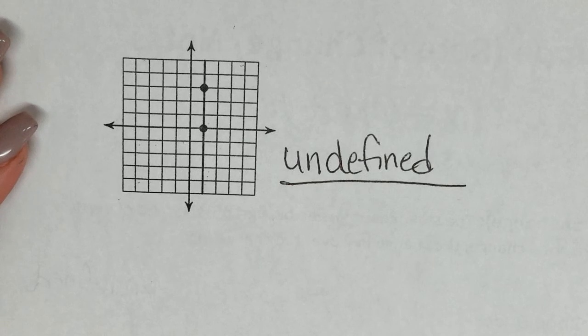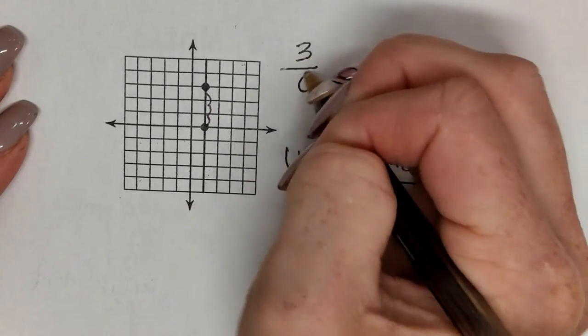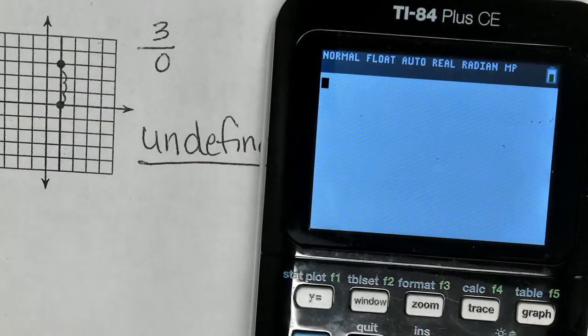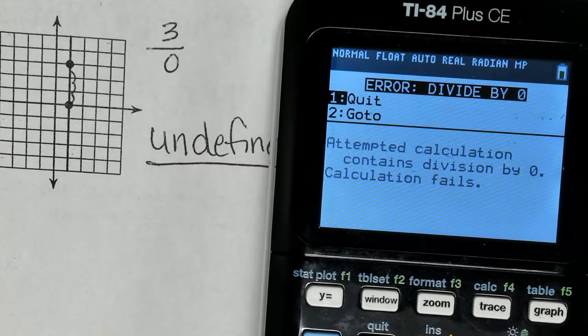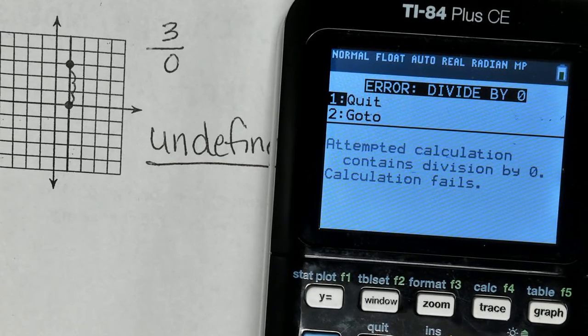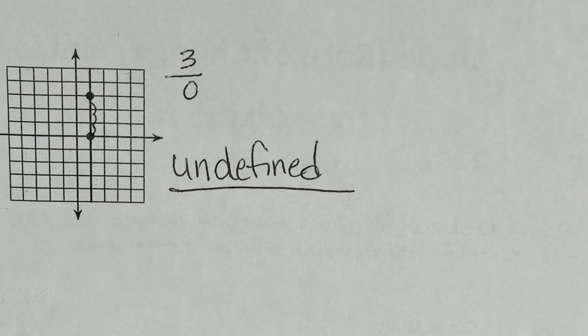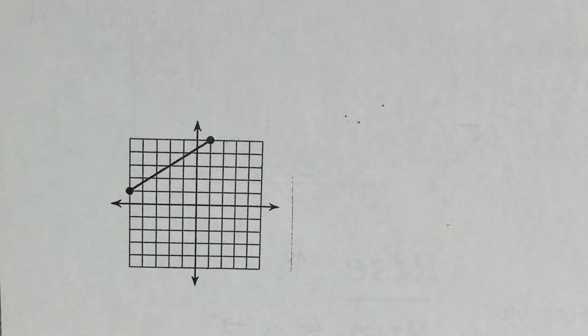And guys, if I tried to solve this, my rise would be 1, 2, 3, and my run would be 0. And if you put that in your calculator, it would give you an error. Watch, 3/0. That's why it's undefined. You can't define it. It's an error. You can't have 0 as a denominator, right? Everybody good? All right. I want you guys to try this one without me, and then let's check to see if you did it correctly.